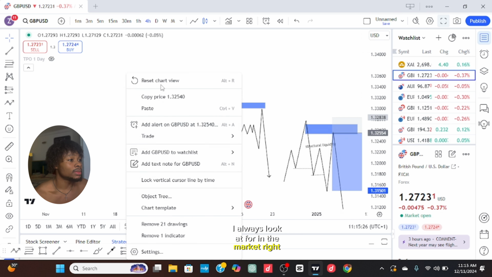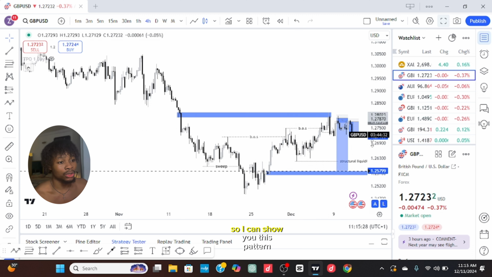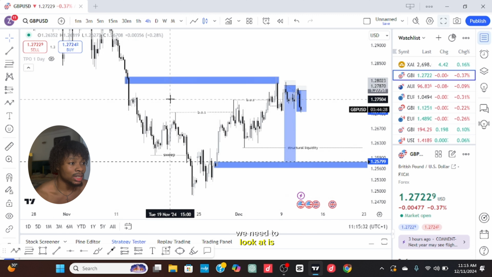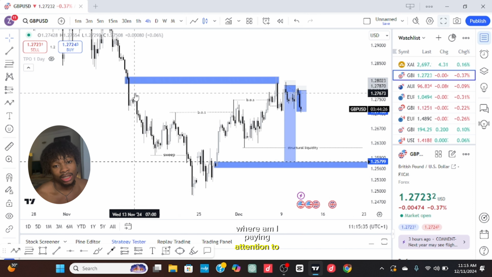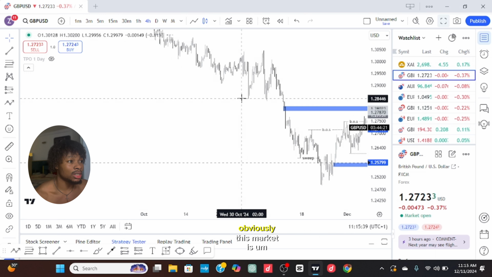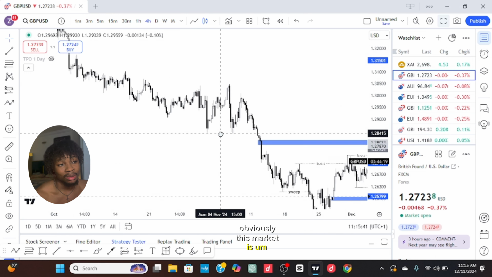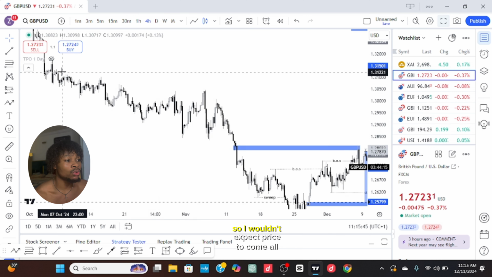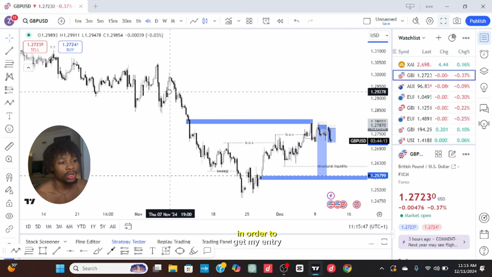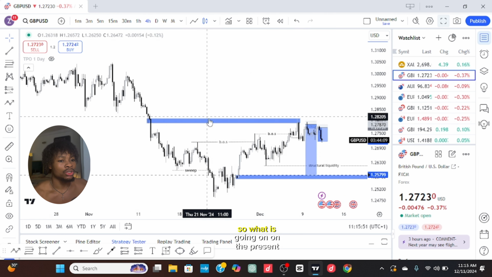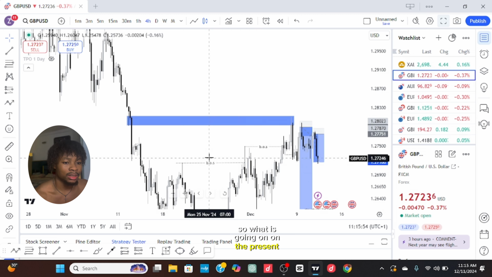All right, now let's go back to the chart so I can show you this pattern. Now the first thing, like I said, we need to look at is where am I paying attention to get my entry. So as you can see, obviously this market is bearish and is selling massively. So I wouldn't expect price to come all the way up here in order to get my entry. I need to focus on the present. So what is going on in the present?